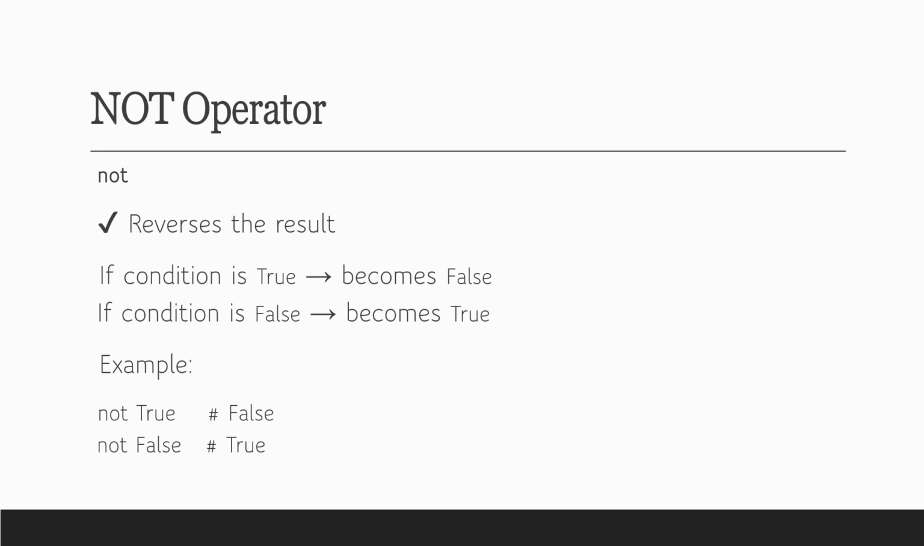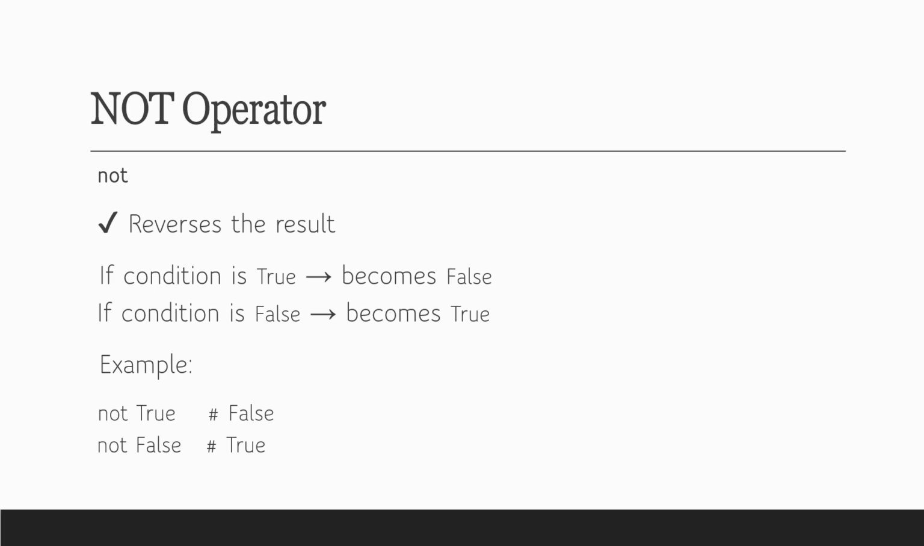Now let us understand the NOT operator. The NOT operator is used to reverse the result of a condition. It changes true to false, and it changes false to true. In simple words, it gives the opposite result. If a condition is true, using the NOT operator makes it false. If a condition is false, using the NOT operator makes it true.